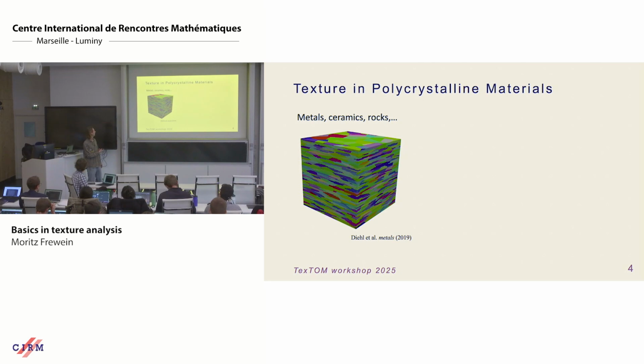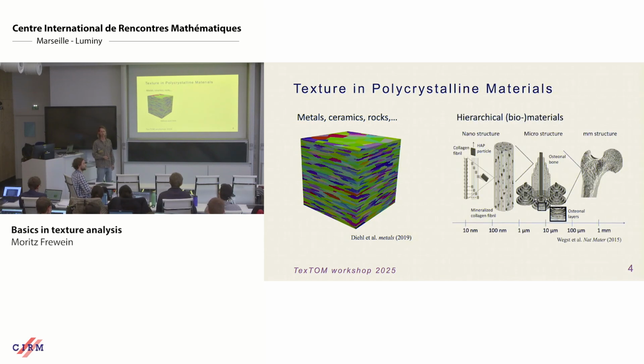One big group are metals, ceramic rocks, where we have very densely arranged grains or crystallites that can have different orientations. I chose this picture here. We have really flat grains because often in this kind of material, texture comes about due to the manufacturing or deformation afterwards that induces a kind of preferred orientation into the system.